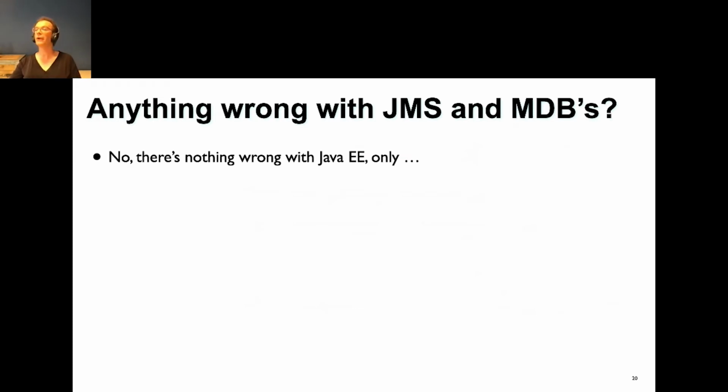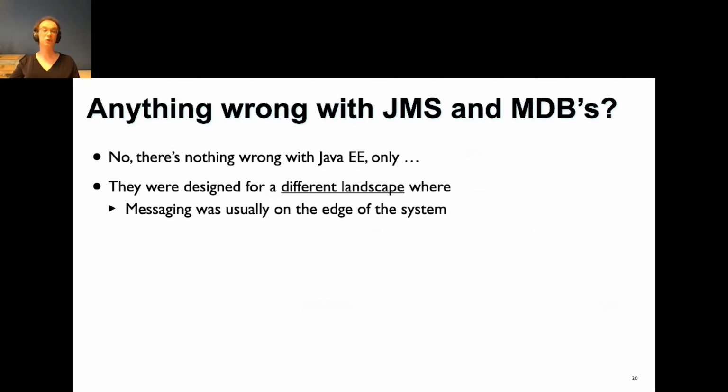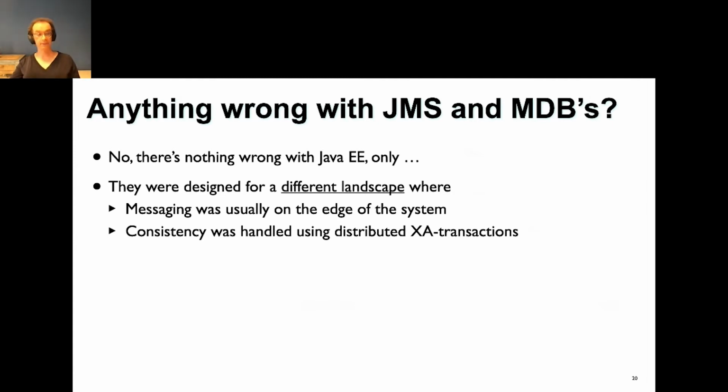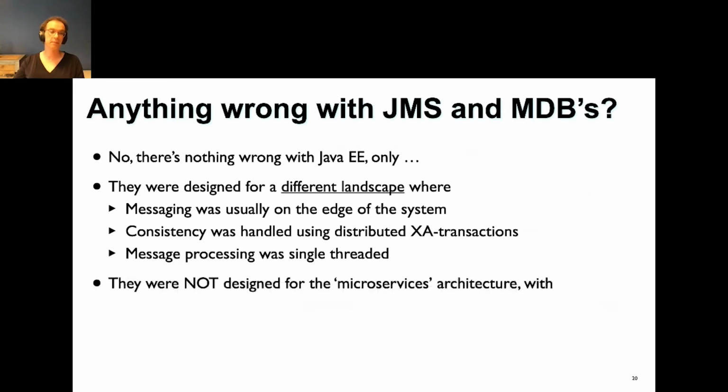Well, actually, no, there's nothing wrong with Java or Jakarta EE only. These things were designed for a different landscape, where messaging used to be on the edge of the system, right? So we had a system that consumed messages and eventually might produce messages. Consistency in this system was handled using distributed XA transactions. So we had a message coming in, we saved everything to a relational database, and eventually we sent away new messages, and all this was just in one huge transaction, right? So this means message processing was single-threaded.